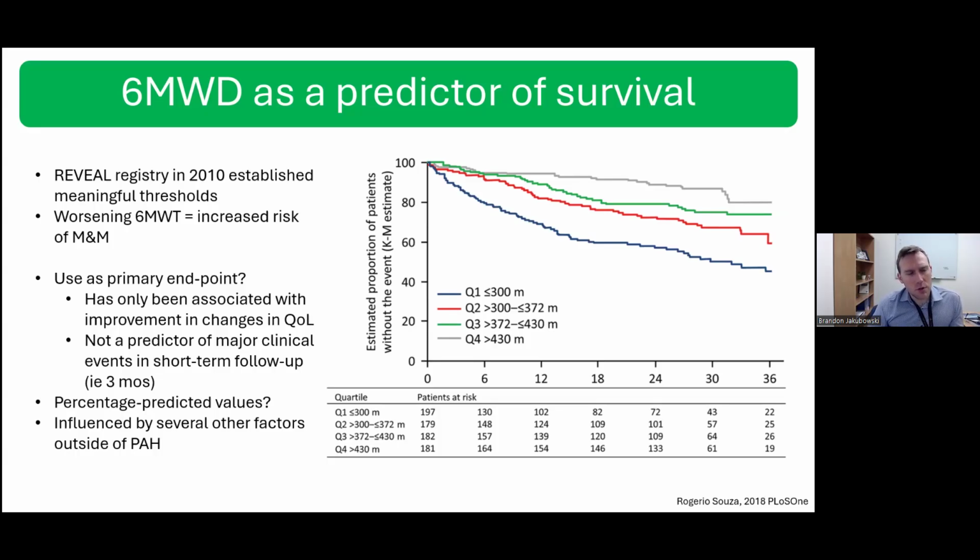This has come up in questions before. People have debated whether or not percent predicted values may be more helpful than absolute values. This has not panned out to be true. And I think it's most important to understand that the 6-minute walk distance in particular is influenced by a lot of factors outside of pulmonary hypertension itself. Patients that are older, have musculoskeletal complaints, or are deconditioned are going to have lower 6-minute walk tests that are not due to worsening of their pulmonary hypertension or from RV failure alone.